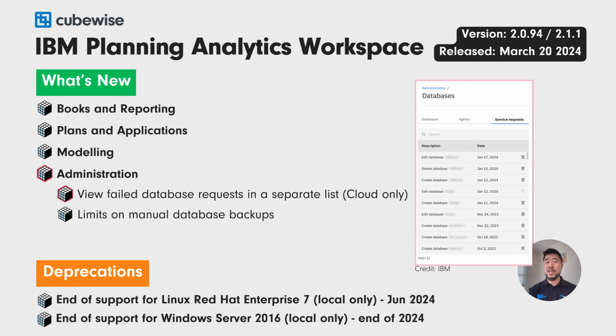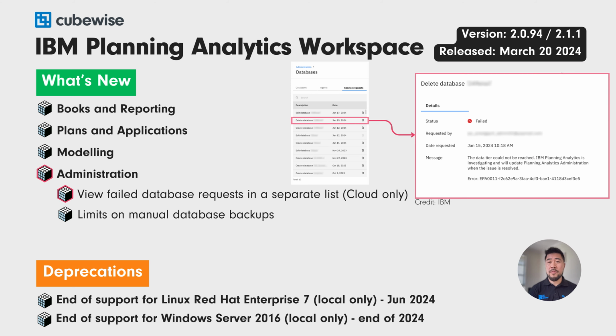When creating a new Tier 1 database on Planning Analytics Cloud, the administration area now shows databases that have failed under the tab Service Requests. When you click on a failed request, more details can be obtained, like who requested the service, when it was requested, and why the action failed.